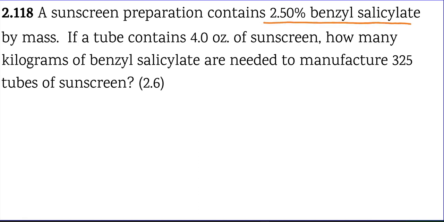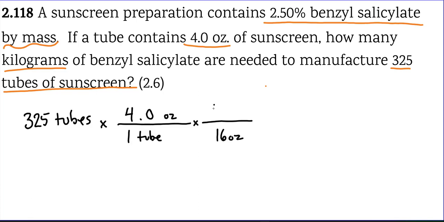With the next one, we're going to deal with sunscreen. The sunscreen is going to contain 2.5% of the active ingredient, or at least one of the active ingredients, by mass. If a tube contains 4 ounces of sunscreen mixture, how many kilograms of the active ingredient at hand are needed to manufacture 325 tubes of sunscreen?